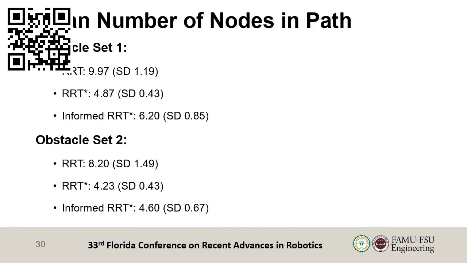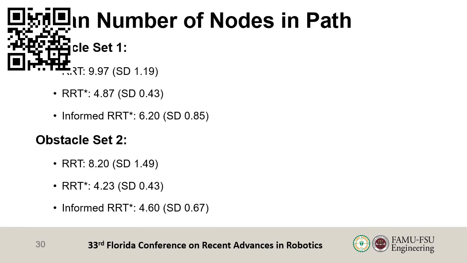For obstacle list 1, the mean number of nodes in the path for the RRT, RRT star, and Informed RRT star algorithms were 9.97, 4.87, and 6.20 with standard deviations of 1.19, 0.43, and 0.85 respectively.